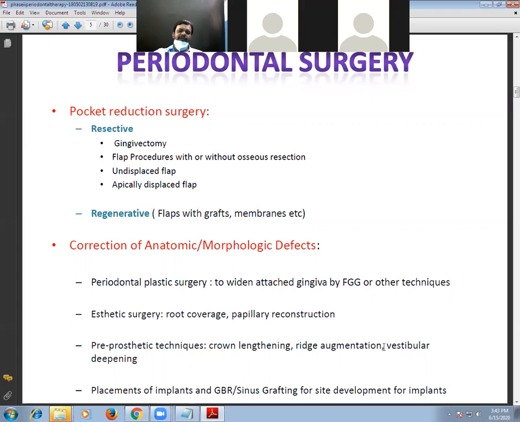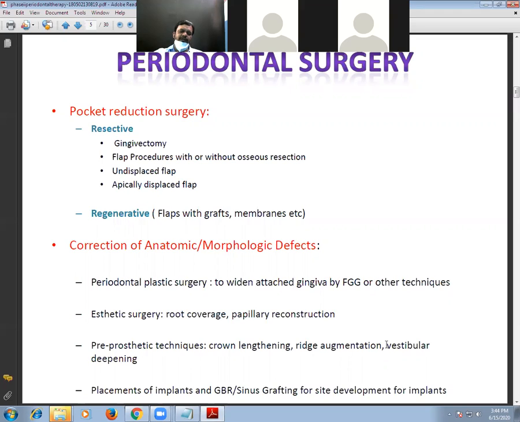Then comes whenever there is inadequate vestibular depth. In those cases, we perform a vestibular deepening procedure. It is also called vestibuloplasty. Sometimes whenever you are planning for complete denture patients, whenever there is a greater amount of ridge resorption, in those cases also we perform vestibular deepening.